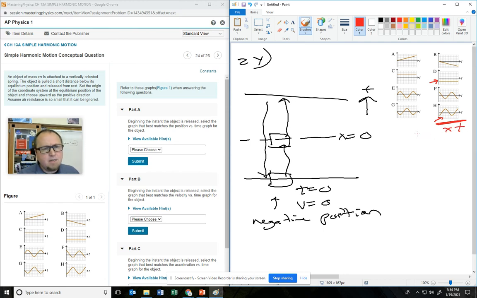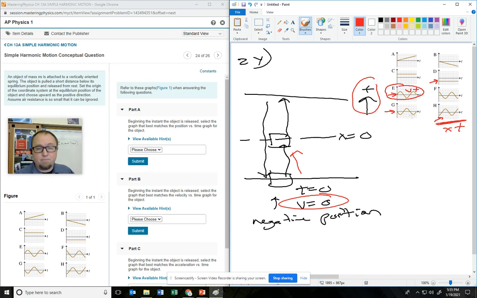Next up, part B says, what about the velocity graph? Well, what type of velocity does it start with? It starts with 0 velocity. And then it gains a positive velocity. So it starts at 0. That one starts at 0. That one starts at 0. But right after time 0, it goes in the positive direction. That makes E good for a velocity time graph.